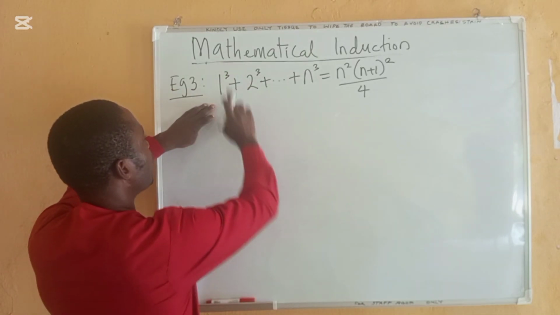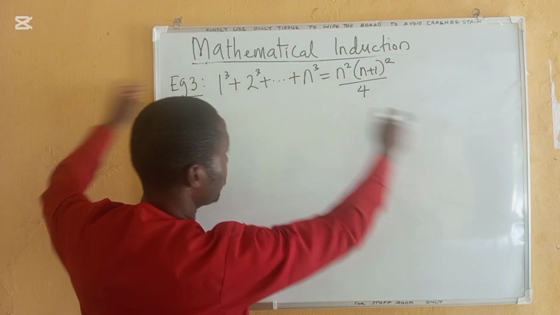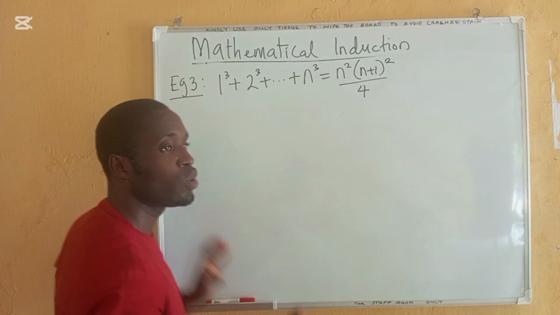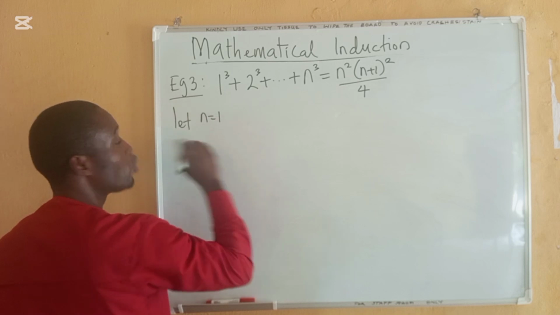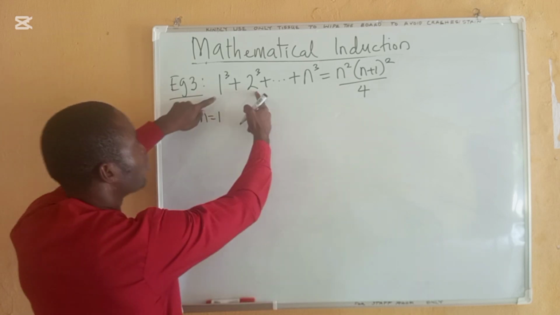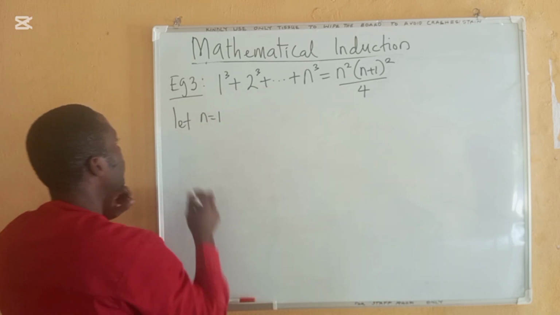Now we have 1 cubed plus dot dot dot and so on and so forth. It is equal to this formula. The first thing we do is to let n be equal to 1, 2, 3, and so on and so forth. Here we just stop at 2 because of time.